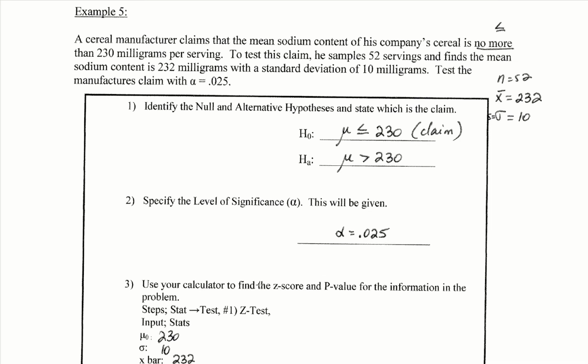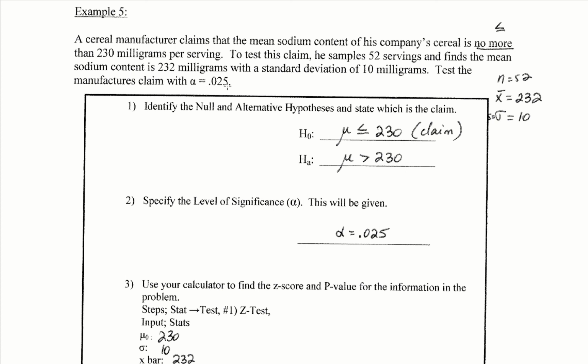Let's take a look at another example. A cereal manufacturer claims the mean sodium content of its company's cereal is no more than 230 milligrams per serving. To test this claim, we gather 52 servings and find that the mean sodium content of the sample is 232 milligrams with a standard deviation of 10 milligrams. Test the manufacturer's claim at the alpha equals 0.025 level.